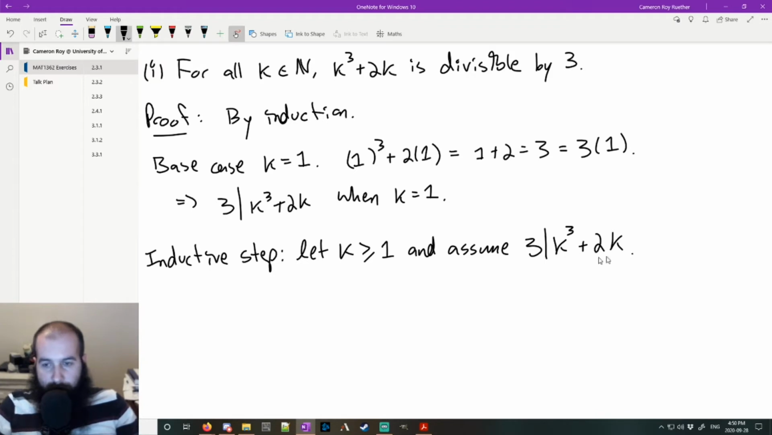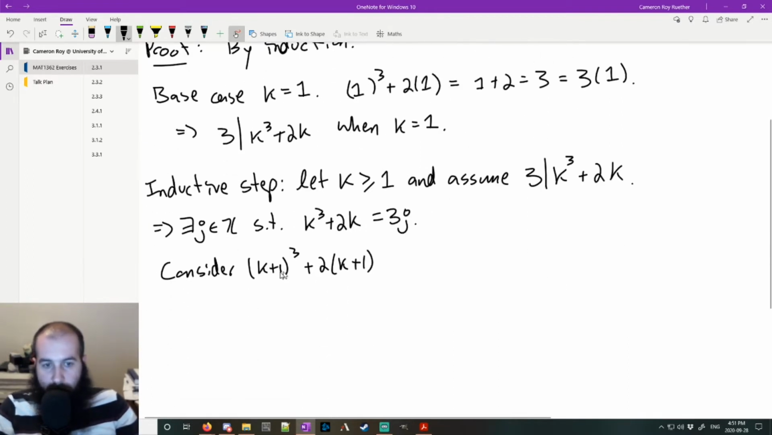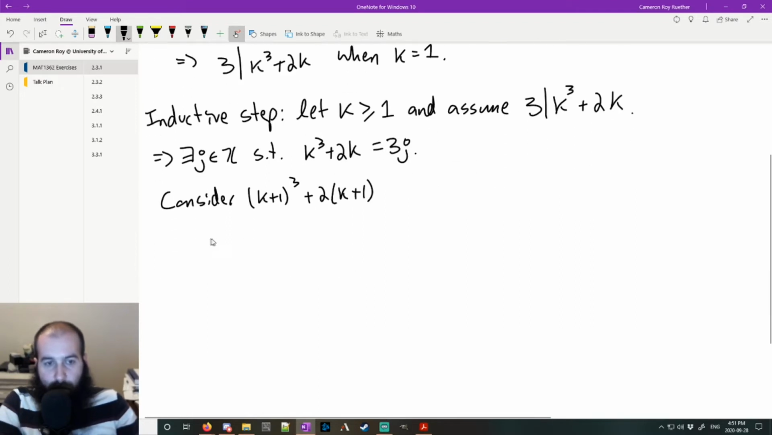So first, unpacking this assumption, this means that there exists an integer j such that k cubed plus 2k is 3j. And now we want to consider the next case, which is the expression at k plus 1. Note we're not making any claims here yet, we're just considering this expression. We can expand this.